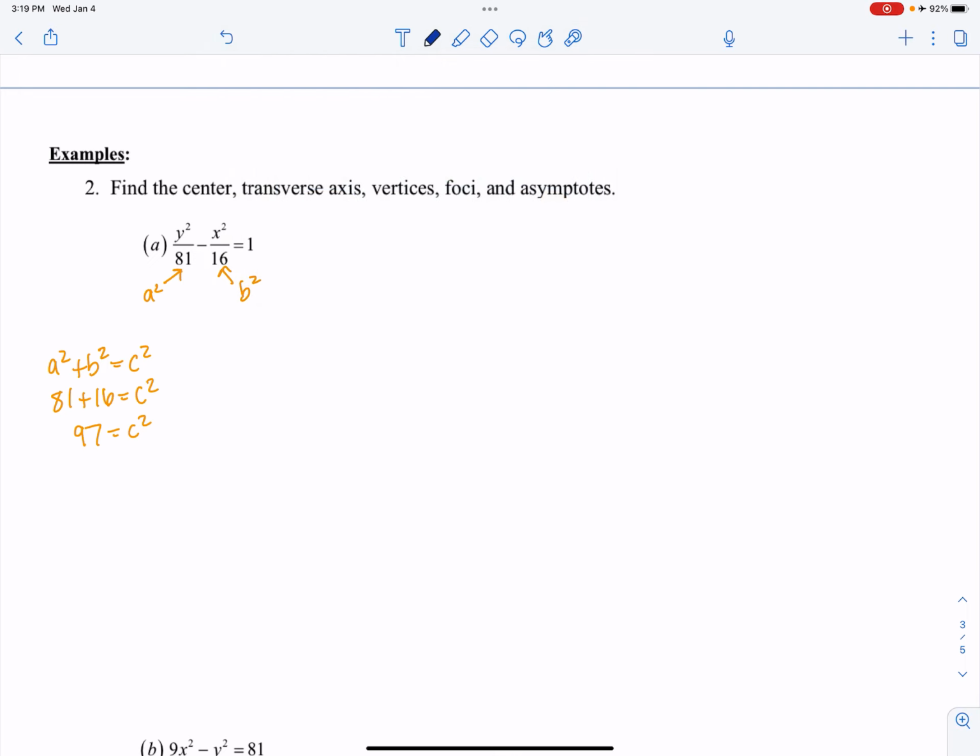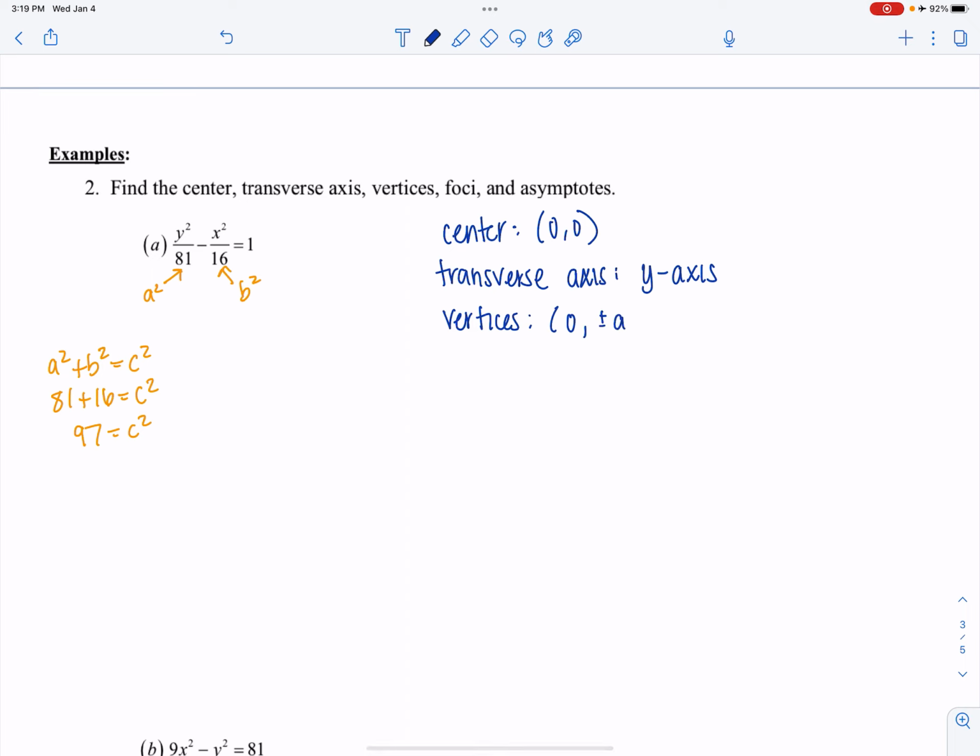So let's use that. Our center, based on our formula here, is at the origin. Our transverse axes is the y-axis. Vertices we know are 0 and plus or minus a. And a is the square root of 81. So the vertices are at 0 and plus or minus 9.